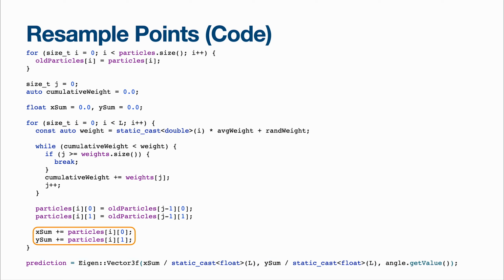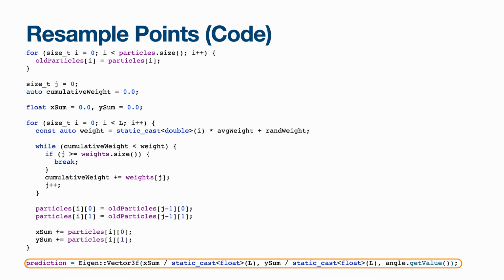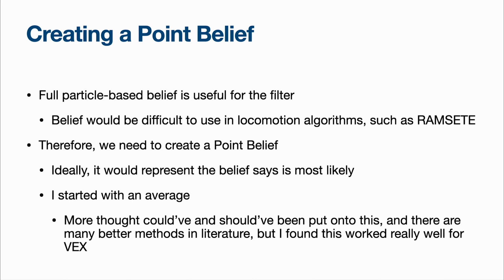And then for the prediction, this is something that I think could definitely be improved. But right now, I just took the average of all the points, and this allowed me to figure out where the robot was on the field with that average very, very easily and quickly. I didn't have any problems with this part, so I didn't fix it.